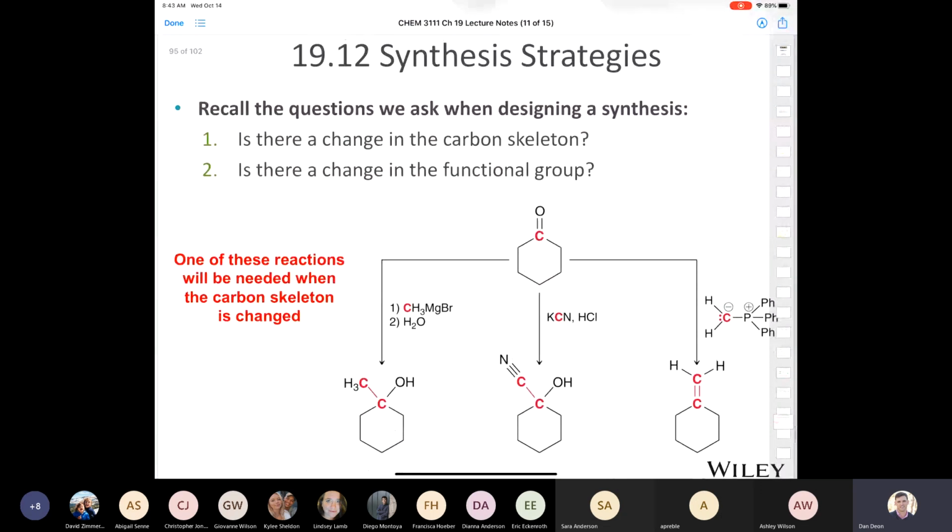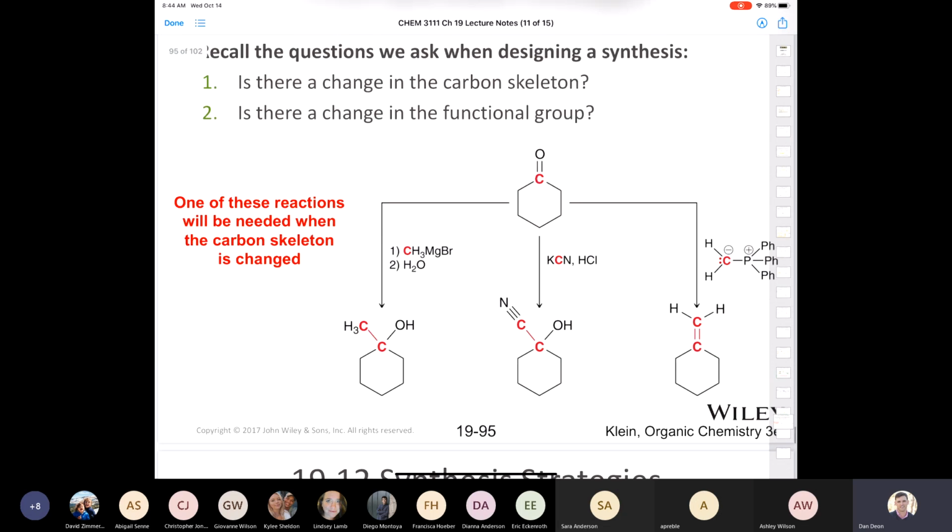Questions that you want to ask yourself whenever you're designing a synthesis. The first thing I always ask myself is, is there a change in the carbon skeleton? That's going to be a major consideration. And then, is there a change in the functional group? See how we could take this carbonyl and make a Grignard reaction or a cyanohydrin or a Wittig reaction, using a Wittig reagent. So these are all reactions that change the carbon skeleton.